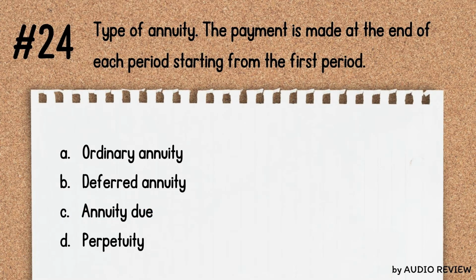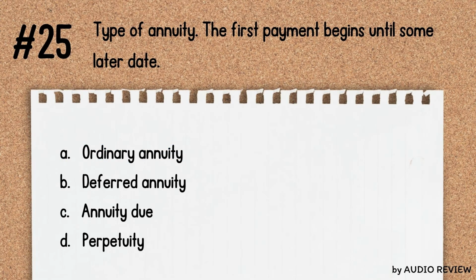Question 24. Type of annuity. The payment is made at the end of each period starting from the first period. A. Ordinary annuity. B. Deferred annuity. C. Annuity due. D. Perpetuity. The answer? It's A. Ordinary annuity. It is a type of annuity where the payment is made at the end of each period starting from the first period. Ordinary annuity.